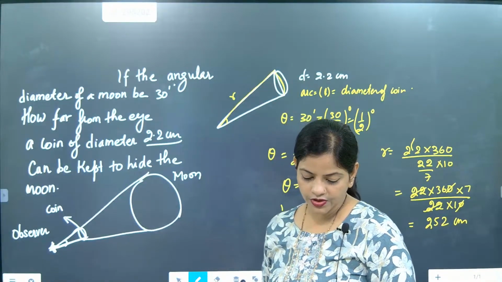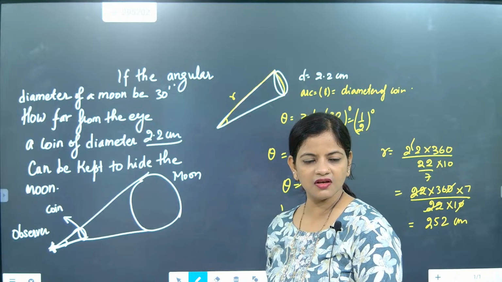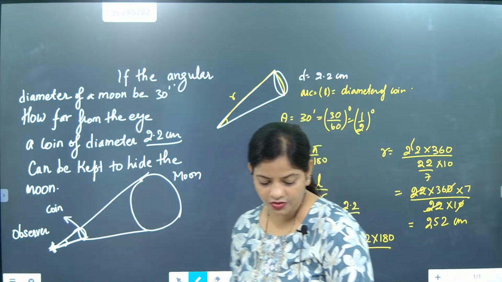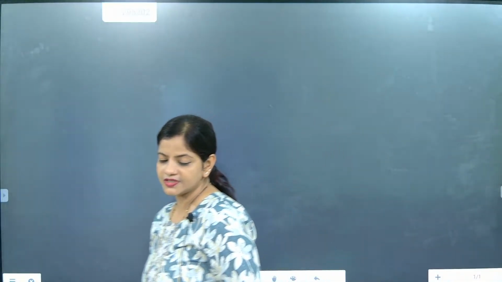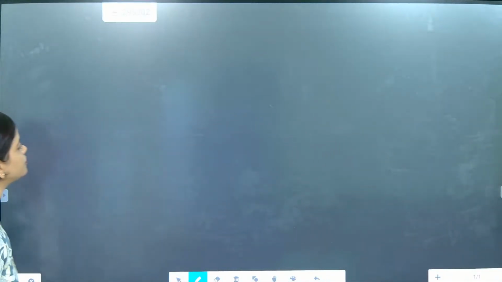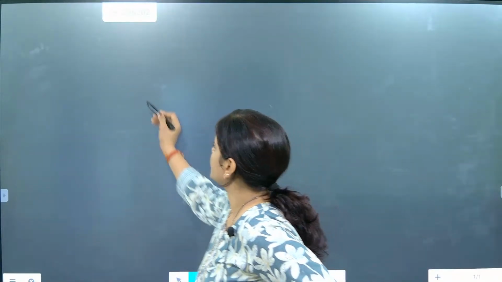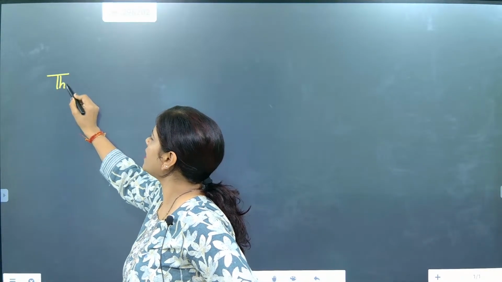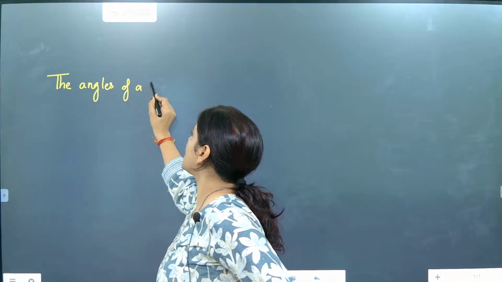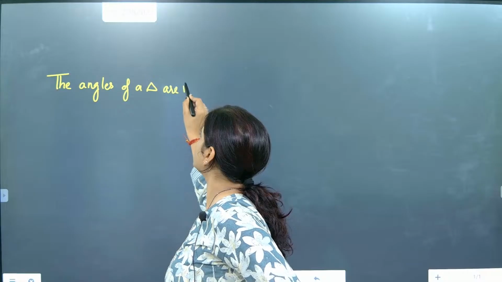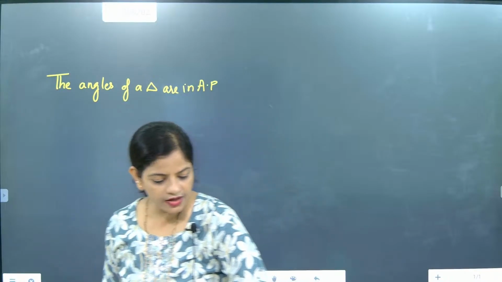Shall I ask these questions or leave them, because most of the content I have discussed within an hour? You want me to ask you? Okay, fine. So write the question. This is another short question, because in the exam if this type of question comes, you must be the first one to solve it. Write: the angles of a triangle are in AP.